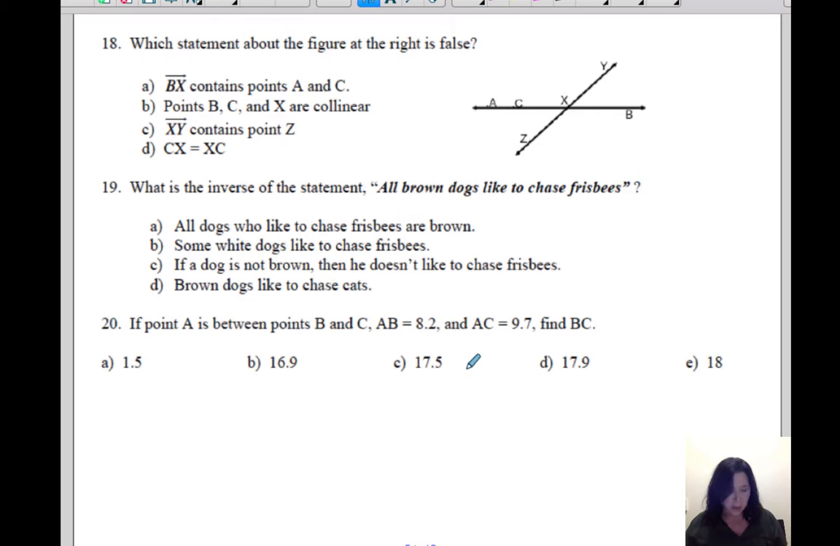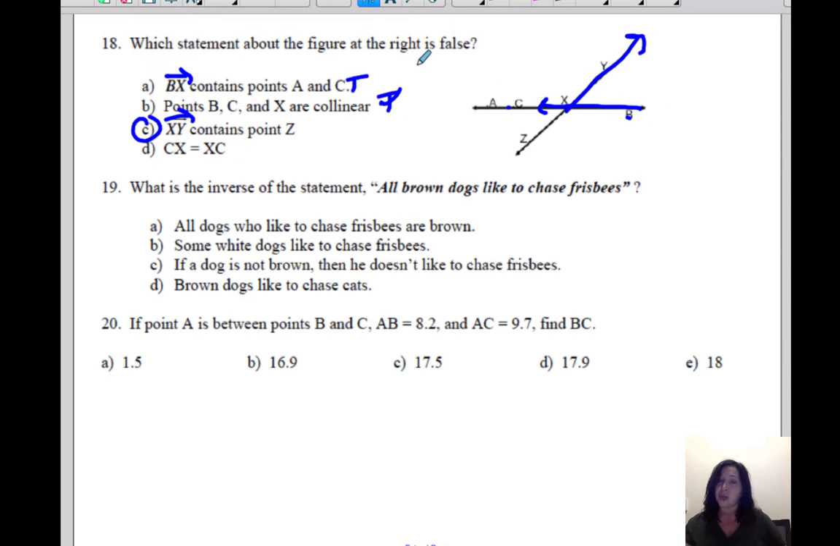Okay, the next question says, which statement about the figure at right is false? So, okay, this looks like it says BX, so that looks like ray BX. So where's BX? So this is ray BX, looking this way, contains points A and C. Well, that's true. Okay, so that works. Points B, C, and X are collinear. That's also true. XY, so that's a ray. XY goes this way, contains point Z. That's false. So the answer is C.